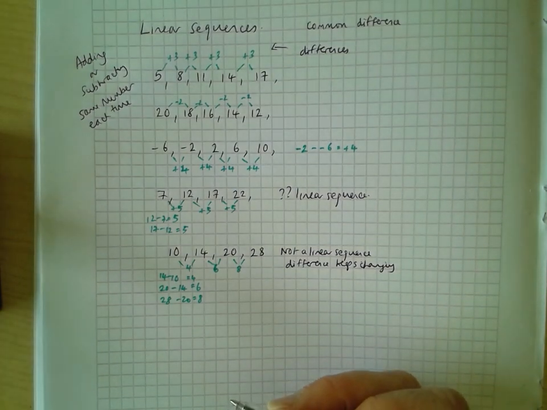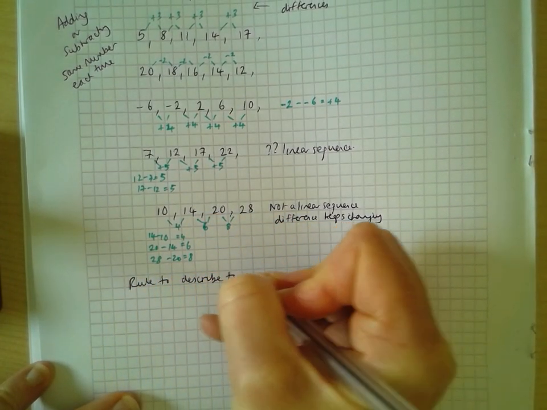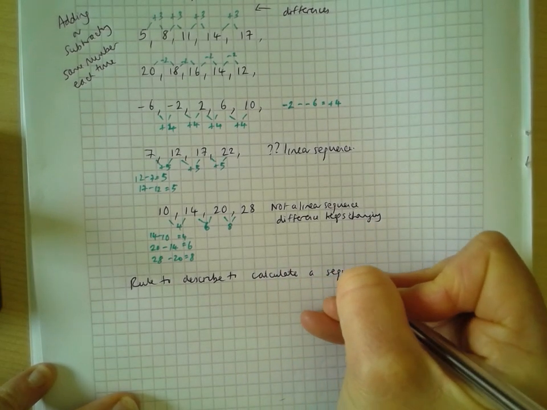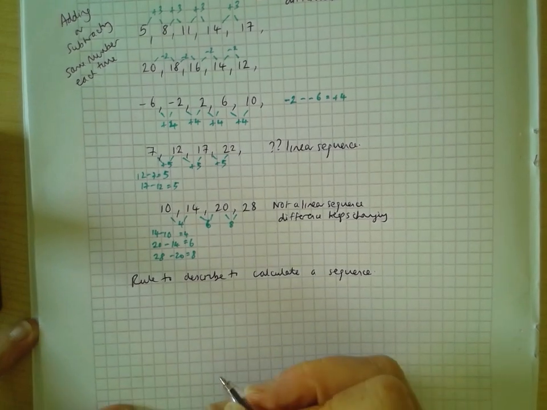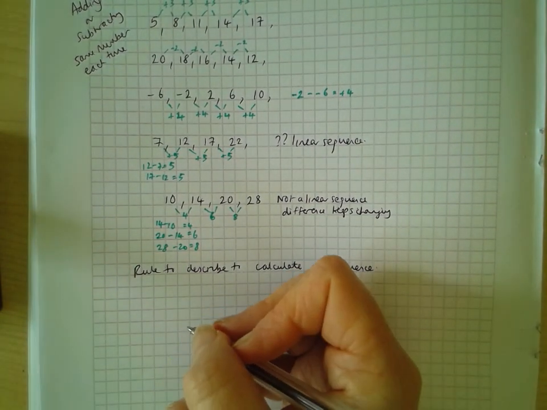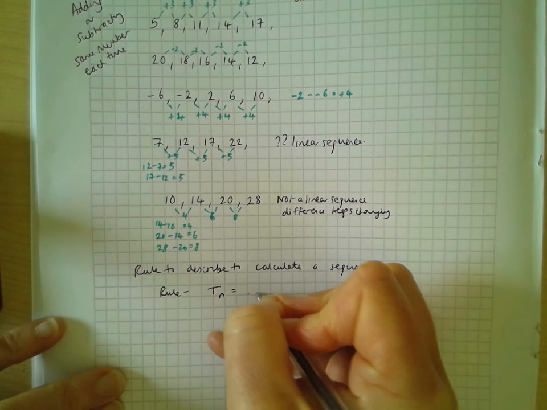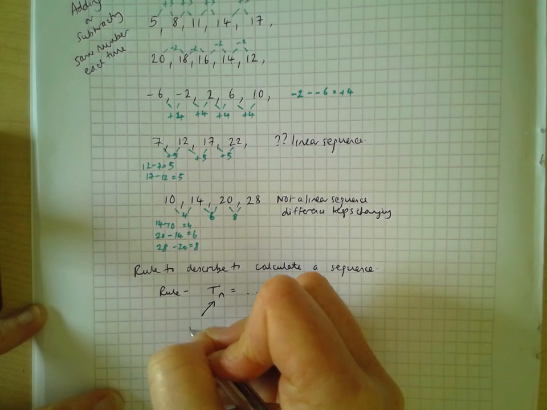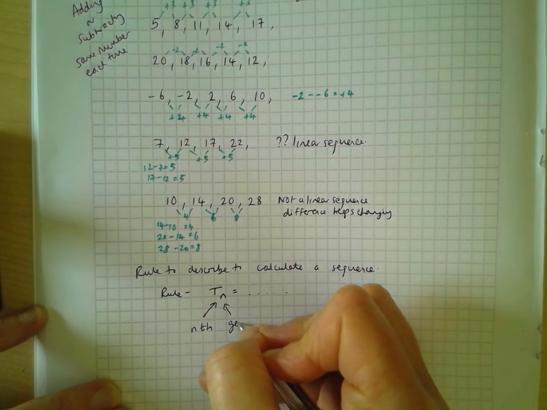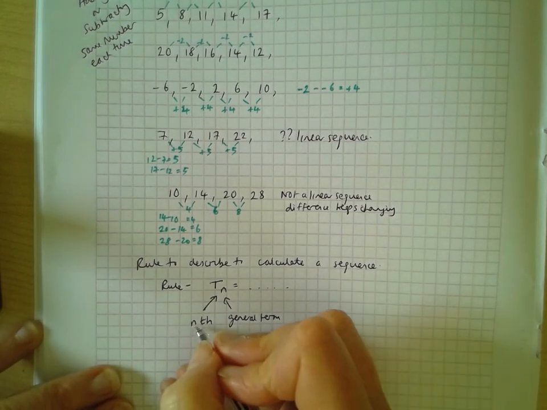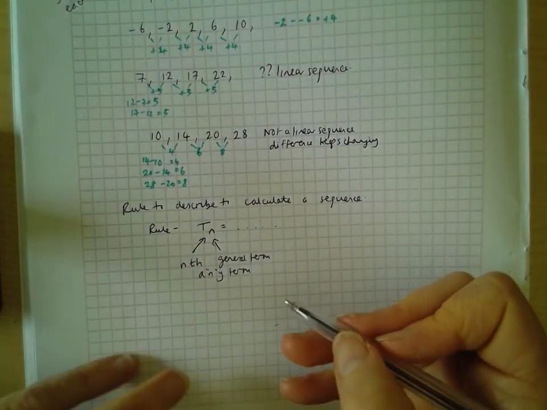Now sometimes to describe what's happening, they come up with a rule to describe or to calculate a sequence. Now we'll look the next day at how you find that rule, but for now let's just see what the rule might look like. So the way the rule is they talk about Tn equals something. Now this Tn here is called the nth term. It can also be called the general term of a sequence. I like to call it the any term. So in other words, if you want to find any term in a sequence, you can do it using the nth term.